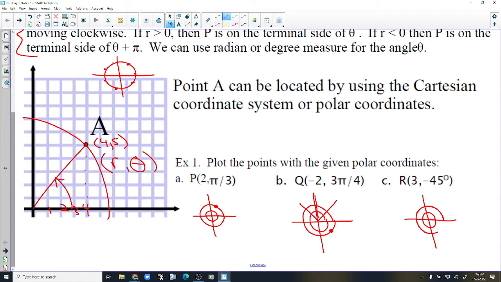One, 2, 3. 3, but negative 45 degrees. That's down here. So I did one where they're both positive, one where the r is negative, one where the angle's negative. So that covers pretty much everything. Questions on any of that? Going in the opposite direction, going the opposite angle. All right, pretty straightforward.